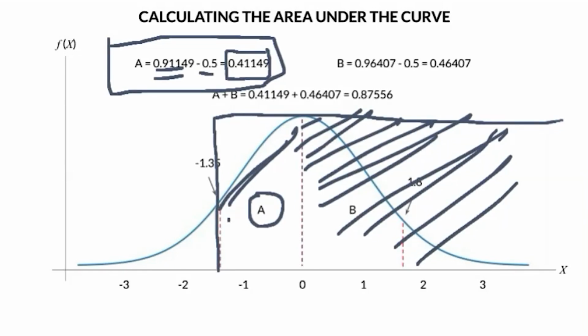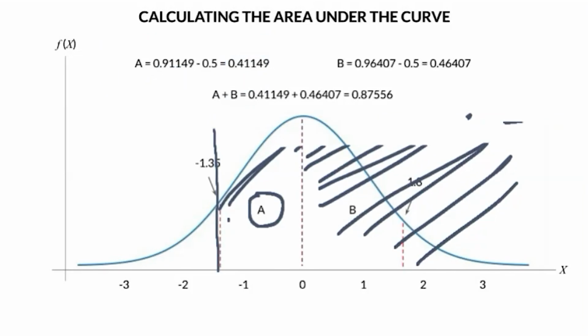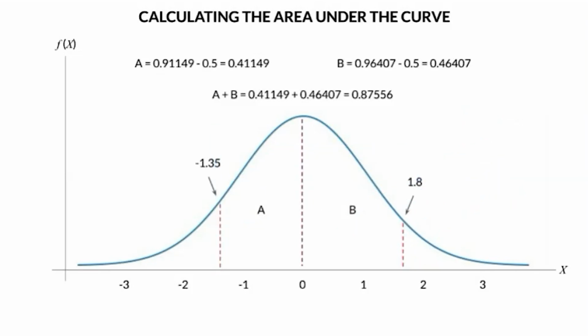Okay, so let me just erase this part so that things are a bit clear. Right. So I now know that 41% lies between the center, that is 0.5, and the z-score minus 1.35. Basically z equal to 0 to z equal to minus 1.35, I have 41%, 0.41149. Same logic for 1.8.